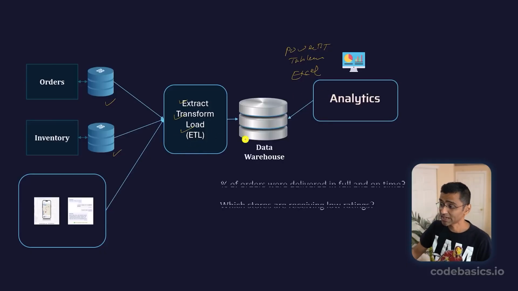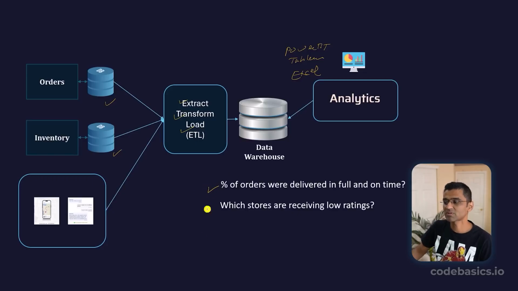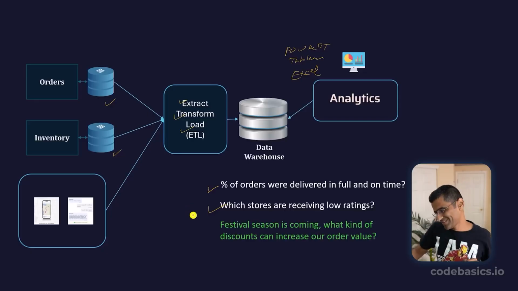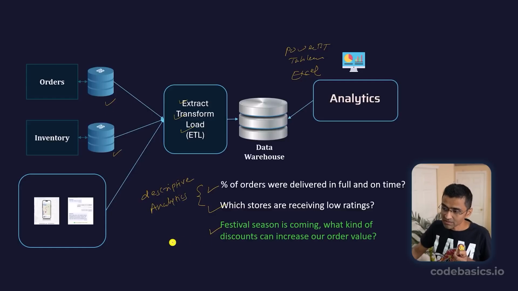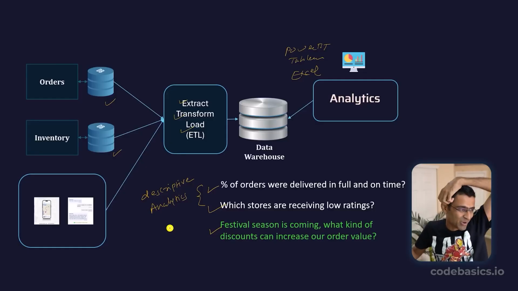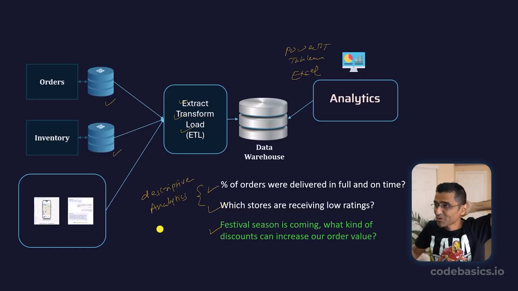Now with that, you can get answers to questions such as the percentage of orders delivered or which stores are receiving low ratings. But look at the third question. Festival season is coming. What kind of discount can increase the value? These first two questions are related to descriptive analytics, whereas the third question is like predicting the future. You are becoming like an astrologer. You want to know, if I offer a discount in this particular store, then my customers will be happier, or I will get a revenue boost. So this is predictive analytics, folks.